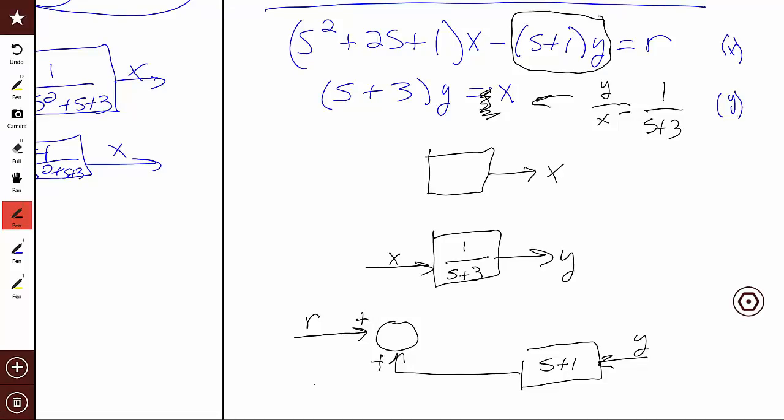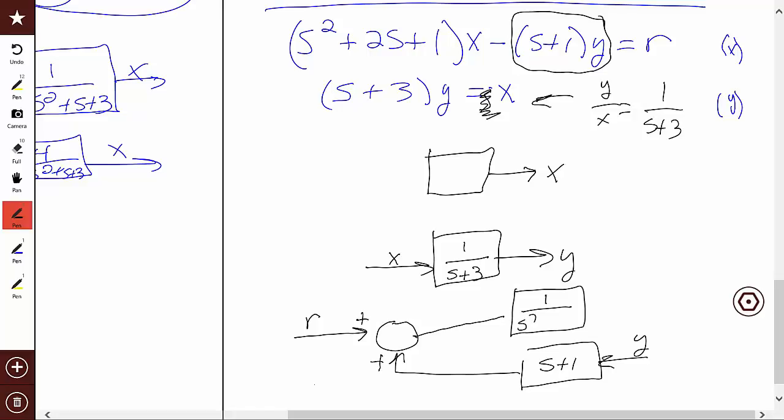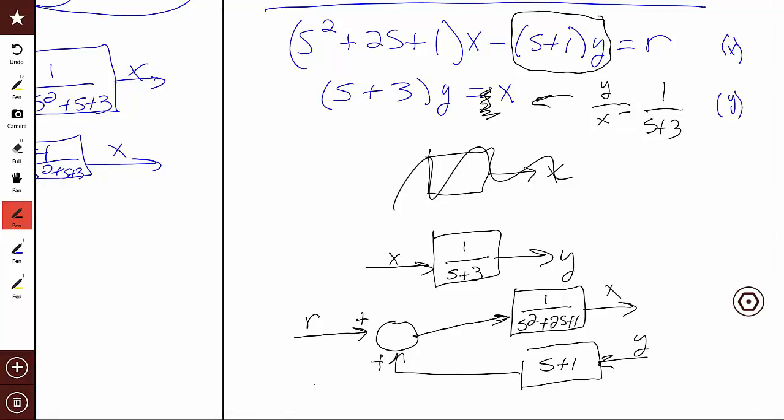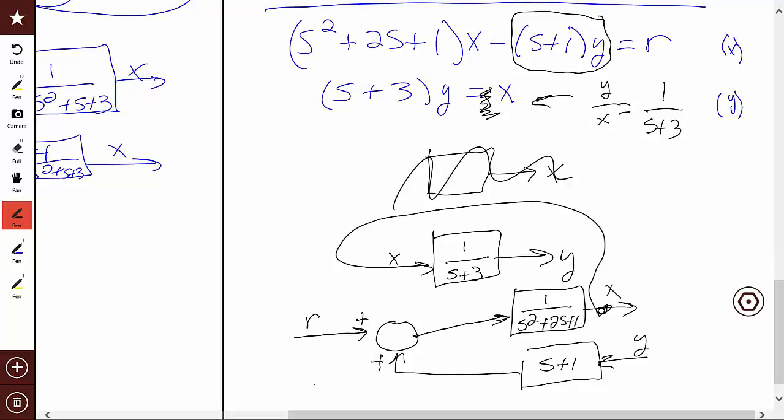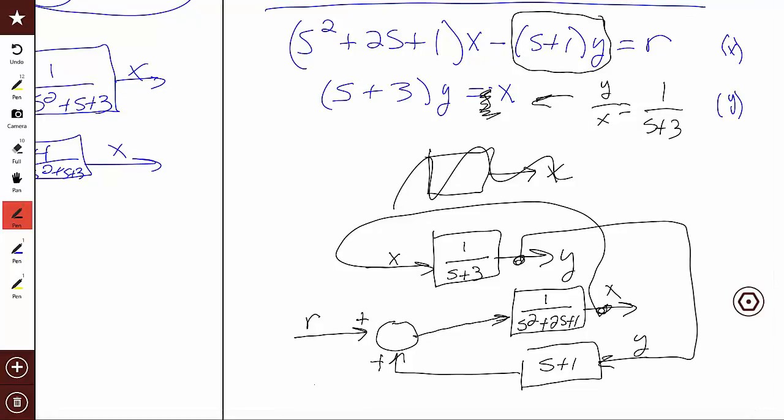So what I'm going to do is I'm going to take this guy, and I'm going to divide by 1 over s squared plus 2s plus 1. What do I have coming out? X. Got to connect them together. I've got an X coming out. Who needs an X? The 1. So I'm going to pick him off, throw him in there. Who needs a Y? X. Pick him off. Stick him in there. What? Isn't that right? Yeah. I pick off the Y, shove him in there. Pick off the X. Stick him in there.